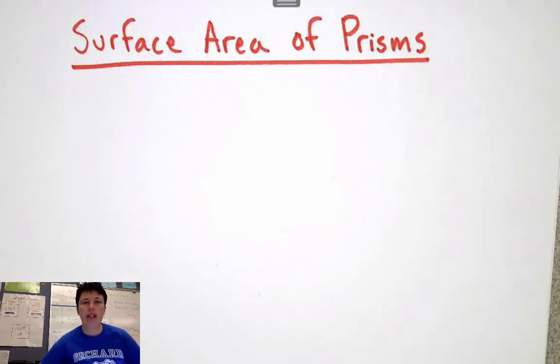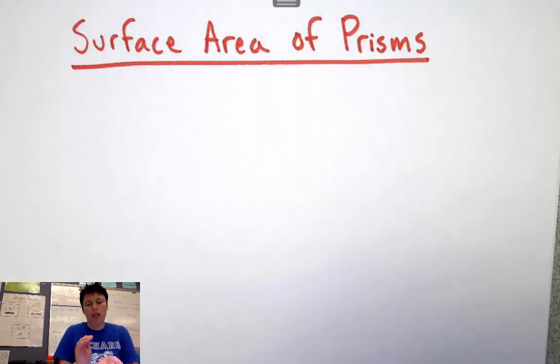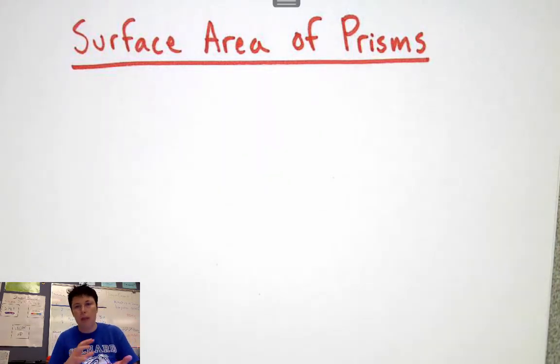Hey guys, we're going to do a video here on something called surface area of prisms. There's lots of different types of prisms, so I'm really going to focus on two types today. And really the most important thing you need to know is a prism is a three-dimensional shape. We have names for 3D shapes, and we're going to focus on rectangular prisms today.